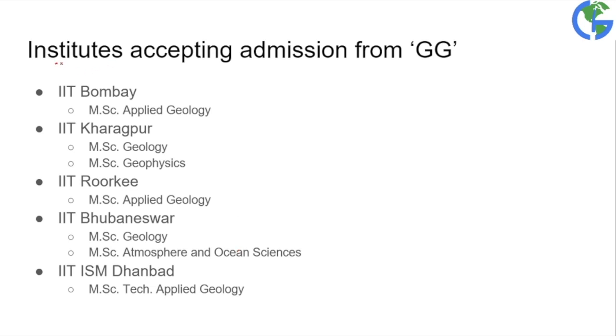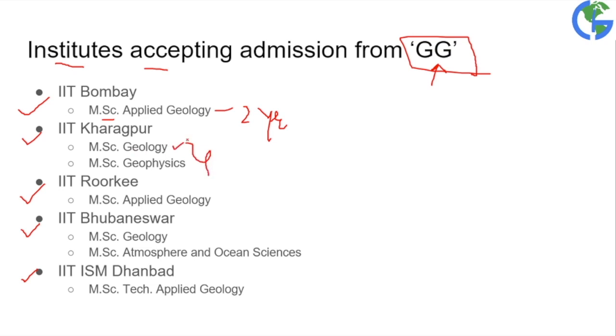Now, another important thing which students might not have an idea about is the institutes accepting admission from our paper, the geology paper in JAM, right? The code is GG for geology in JAM. So there are these 5 institutes giving admission in their 7 programs. IIT Bombay is giving admission in MSc Applied Geology, which is a 2-year program, right? The degree is MSc. And in IIT Kharagpur, there are 2 programs. First is MSc Geology, then there is MSc Geophysics, right?